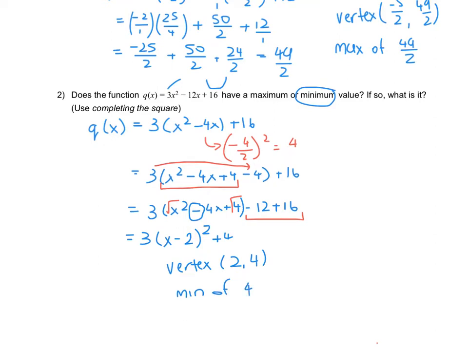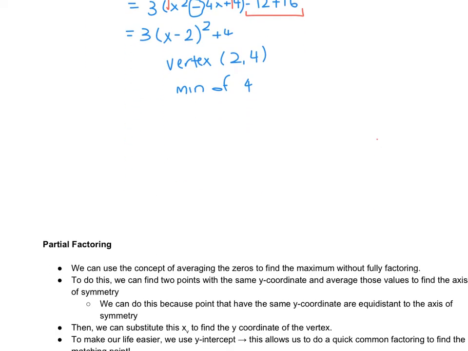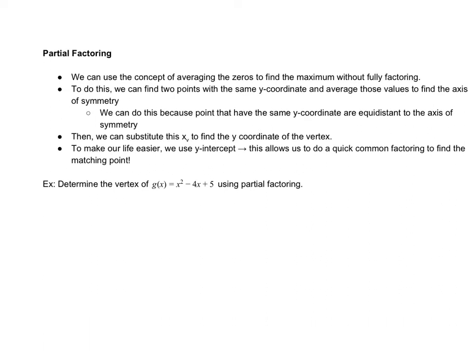And there it is. Those are your two methods from grade 10. Now let's look at another method, our grade 11 method, which is called partial factoring. So we can use partial factoring, and it's very similar to averaging the zeros, but we're not actually fully factoring. And this partial factoring relies on the fact that every set of points has symmetry.